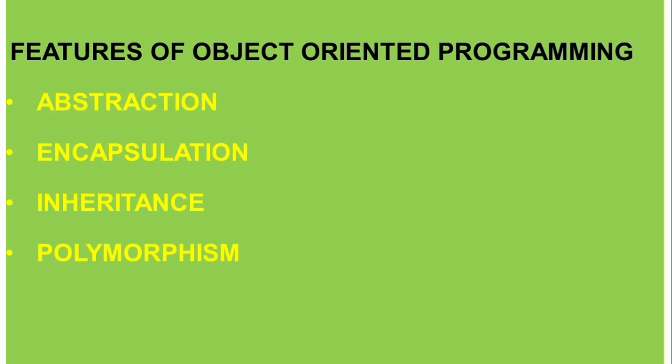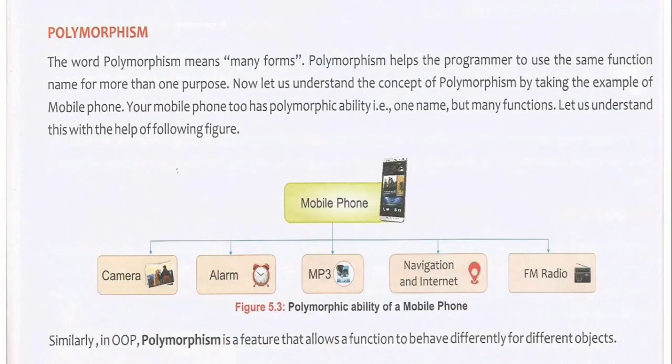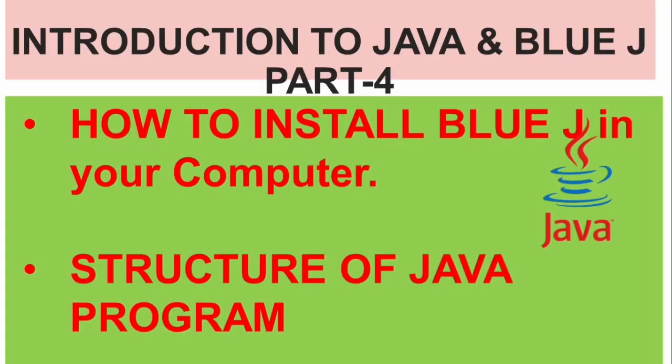Then talking about the last particular feature of object oriented programming, which is called polymorphism. Polymorphism helps a programmer to use the same function name for more than one purpose. So this is it about the 4 important features of object oriented programming.